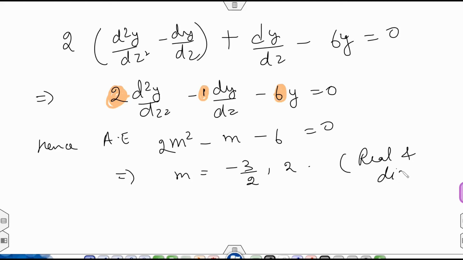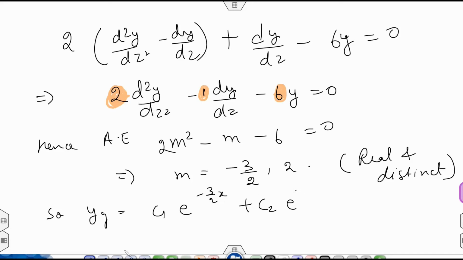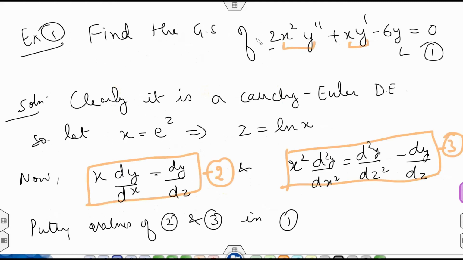So in the case of real and distinct roots, what is the general solution? What is my yg? It will be c1 e to the power minus 3 by 2 z plus c2 e to the power 2z. It will not be x, just remember, because now we are solving in z. Our independent variable has changed to z. Now my final answer will be in x. Remember that I have to convert this z into the variable x, because our original question was in x and y.